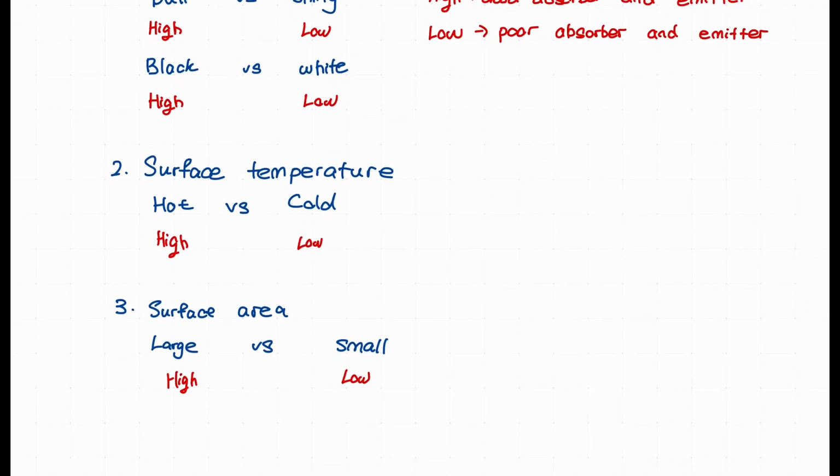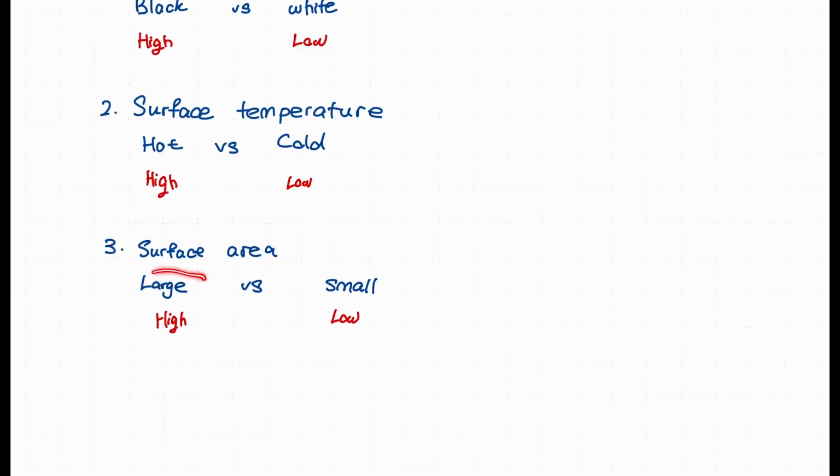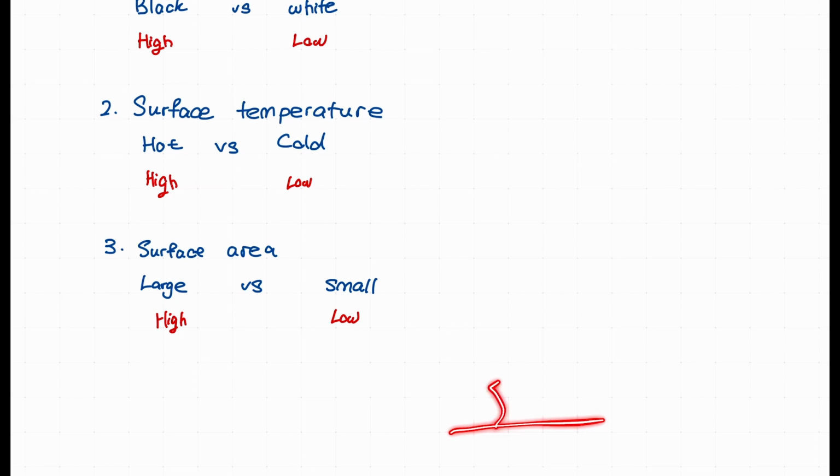For surface temperature, a hot surface or high temperature surface has a high rate of transfer, while a cold surface has a very low rate of transfer. Lastly, surface area. A large surface area has more area. That's why it can emit more radiation as compared to a small surface area.